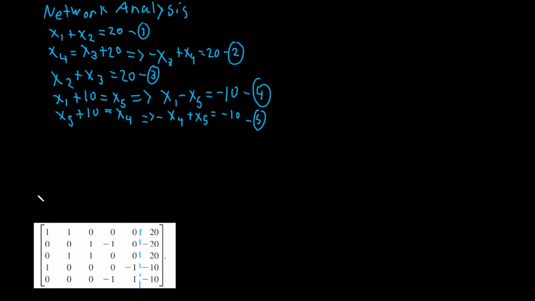Here, the first column of our matrix represents x1, the second column represents x2, the third column x3, the fourth column x4, and finally the last column of our coefficient matrix, x5, with the column that we've added on representing the constants, because this is the augmented matrix.